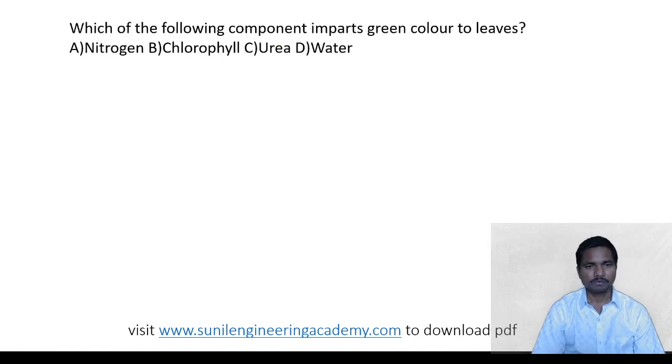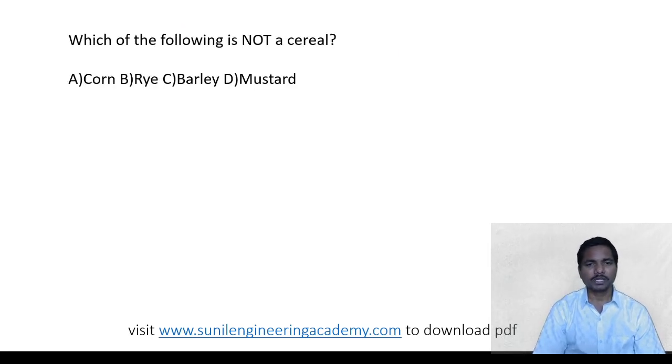Which of the following components imparts green color to the leaves? You know very well, that is chlorophyll. Which of the following is not a cereal? For example, corn is a cereal, rice is a cereal, barley is a cereal. These are cereals, but mustard is not a cereal. So the answer is option D.